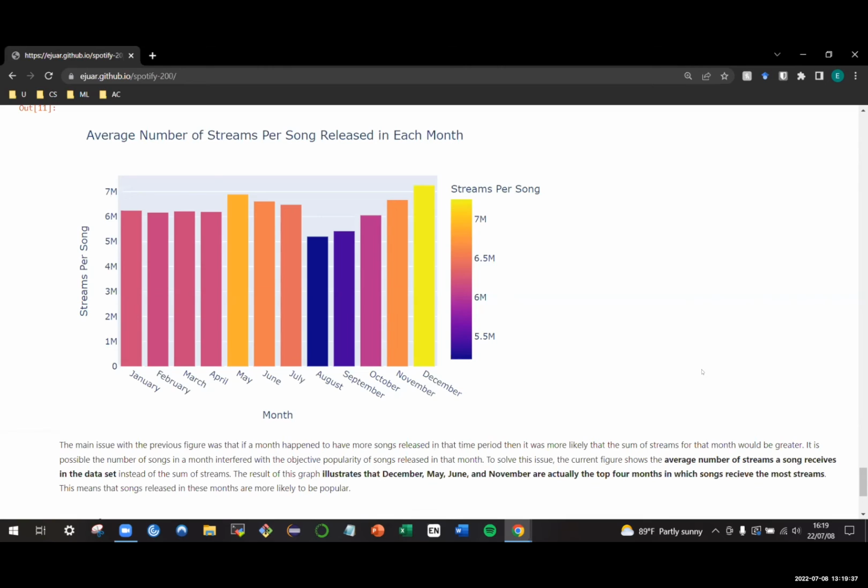The result of this graph illustrates that December, May, June, and November are actually the top 4 months in which songs receive the most streams. This means that songs released in these months are more likely to be popular.